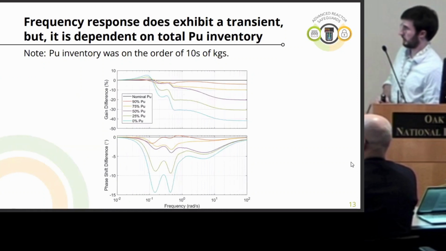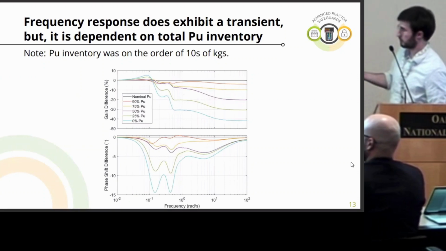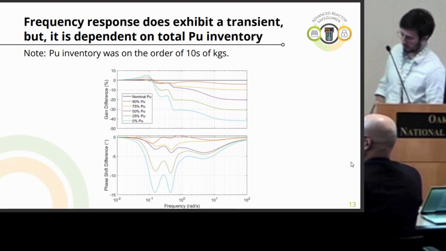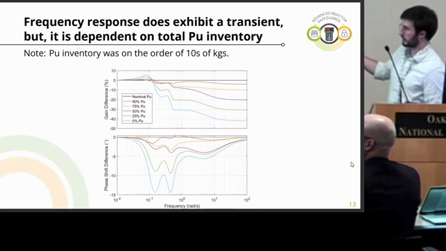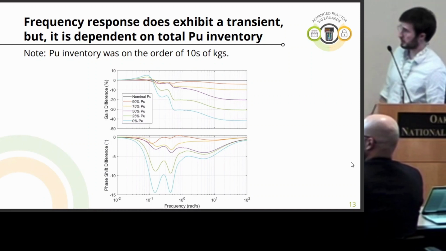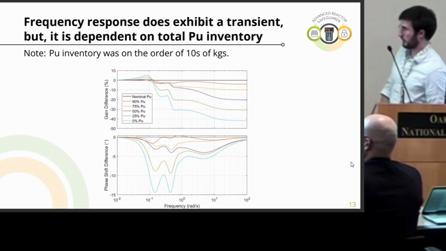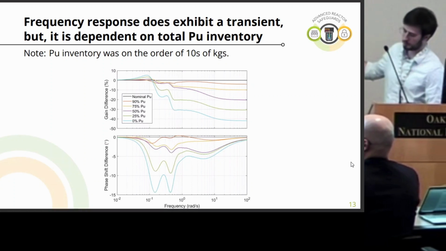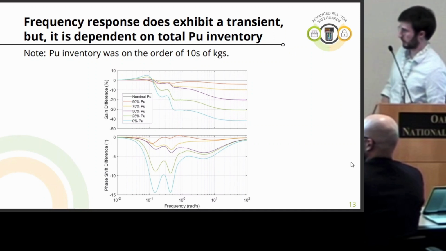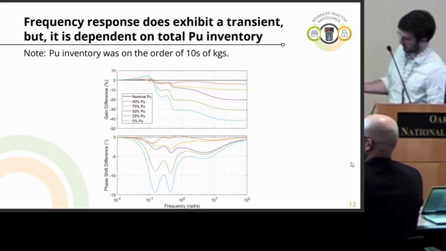And so you can see here, I thought this was actually quite promising. You do see this frequency response. I think they had a sinusoidal insertion of just a few pcm every so often. And again, you can see some change, but to see these big responses, you had to remove significant portions of the total plutonium inventory, right? Even the smallest amount that they considered was on the order of a 10% removal of the total plutonium inventory, which again is quite significant and might be insufficient for current regulatory targets.